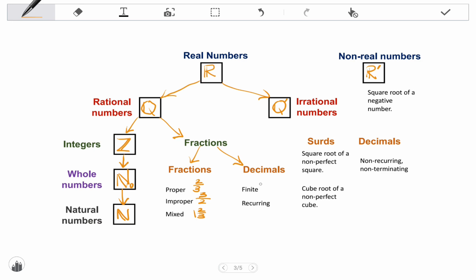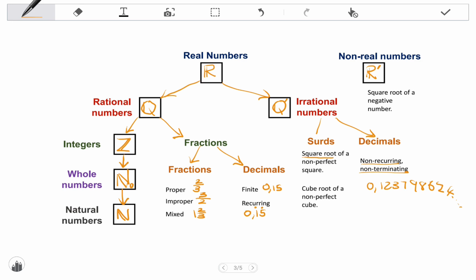The decimals will be finite, so they end, so 0,15 for example, or recurring, 0,15 recurring. Okay. Right, then our irrational numbers can either be non-recurring, non-terminating decimals, so 0,1237986, well, that's not a 4, that's a 2, 4, and so forth. There's no pattern, and it doesn't end. And then we have surds.